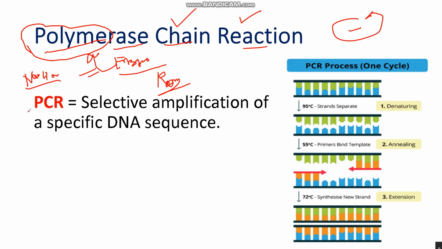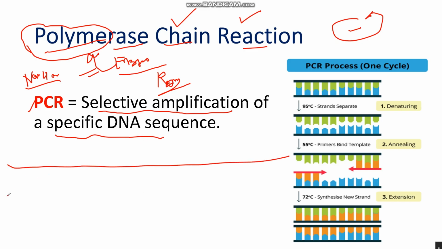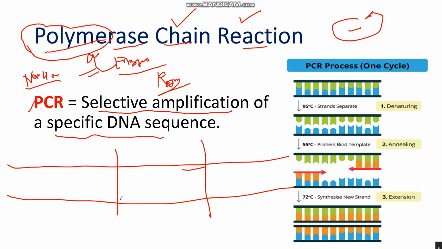So PCR is a selective amplification of a specific DNA sequence. This is the DNA we have, but we have to amplify just this area. Then we design primers that attach to the specific area to amplify just this. So PCR is used to amplify a specific DNA sequence.